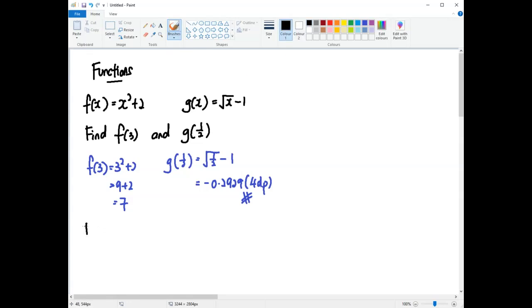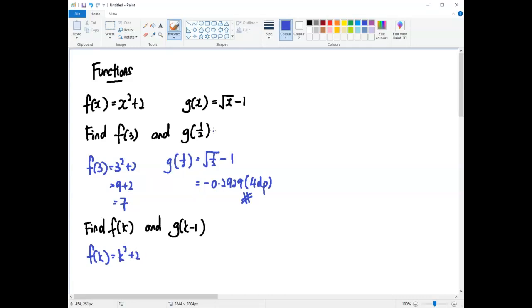Next, the question is to find f(k) and g(k minus 1). From this question, we know that x does not necessarily have to be a number. We can change x to a constant or a variable. In this case, I want to replace x with k. So we can get the answer for f(k), which is k squared plus 2.